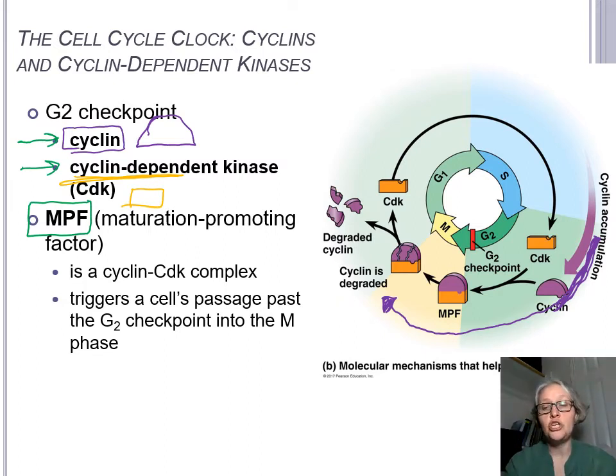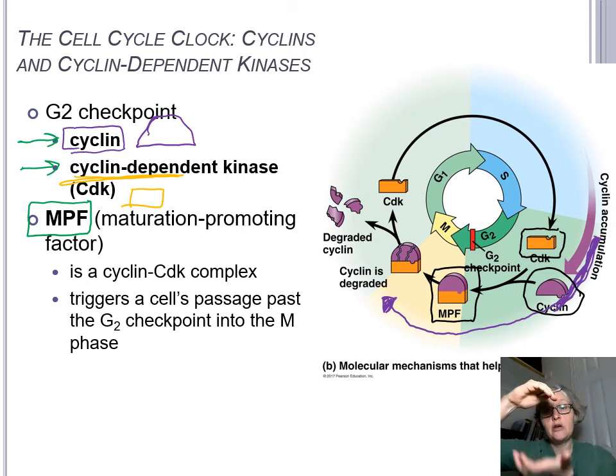What happens at the G2 checkpoint is that you need both of those molecules to come together. So we can see that happening in the image. We've got cyclin-dependent kinase and we've got cyclin. They come together to create that MPF. That MPF molecule, the cyclin plus the cyclin-dependent kinase, is what we need so that we can get past the G2 checkpoint. This is a way for the cell to ensure that the appropriate machinery has grown that's needed in the G2 checkpoint before going into the M phase.